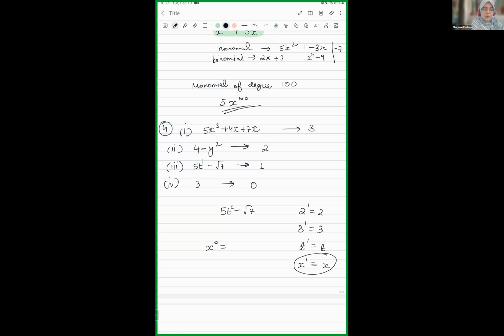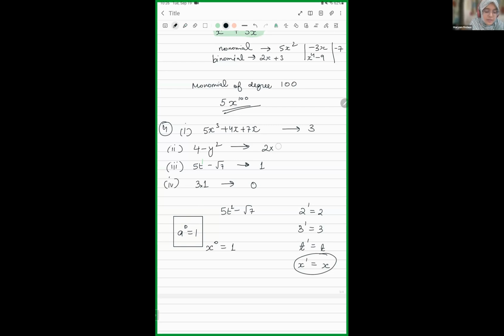No. Remember, we studied in number systems. A to the power 0 is equal to 1, no matter what a is. Yes. So, x to the power 0 is 1. So, 3 over here, there is an invisible 1, right? Next to any number, it is always being multiplied with an invisible 1.